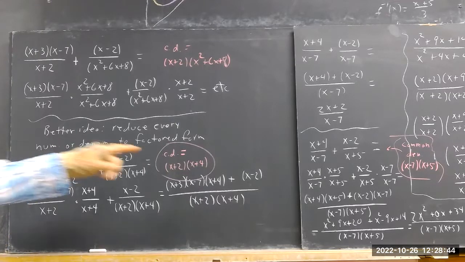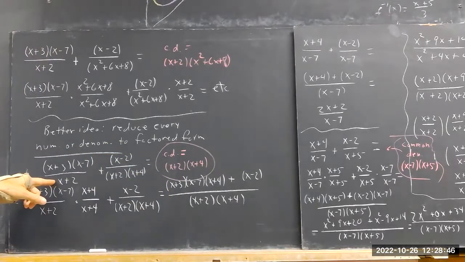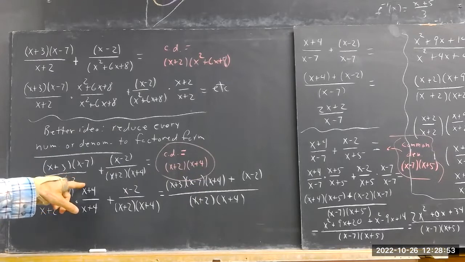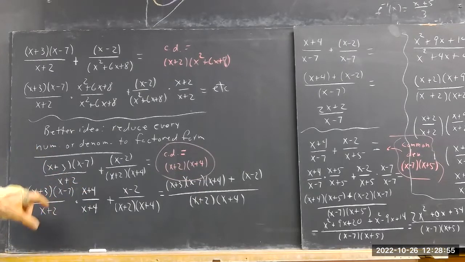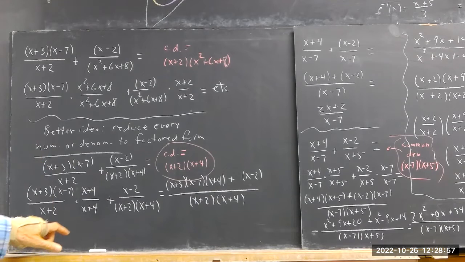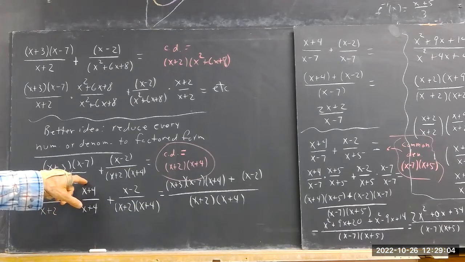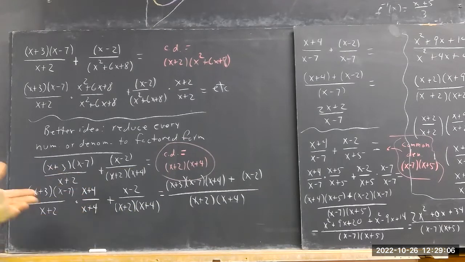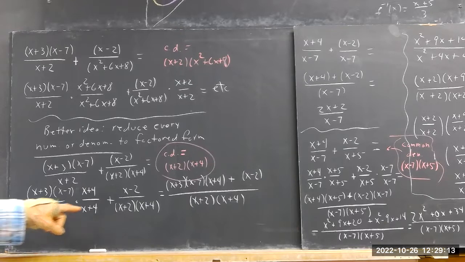So to get that denominator, we've got x plus 2 as a denominator here. We need an x plus 4, so we've got to get x plus 2 times x plus 4. Well, we can do that. We take this fraction and multiply the denominator by x plus 4. Now we have our common denominator. But we also have to multiply the numerator by x plus 4, otherwise we change the value. So we multiply by x plus 4 over x plus 4, which gives us a common denominator of x plus 2 times x plus 4.